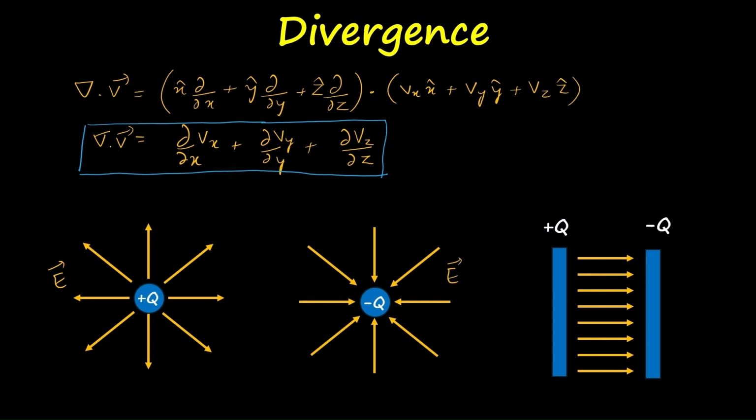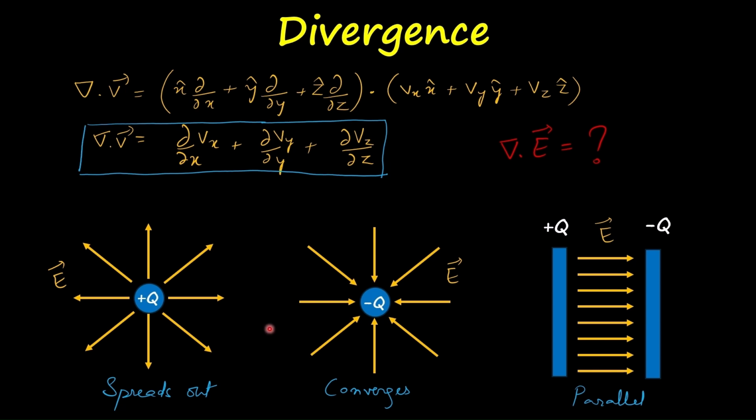Now, for these three examples, if I want to calculate the divergence of the electric field, what will be the divergence of the electric field? Without doing the mathematics, we can get some idea of what the value of the divergence of E will be. In the first example, the electric field lines spread out. In the second example, the electric field converges. And in the third example, the electric field lines are parallel.